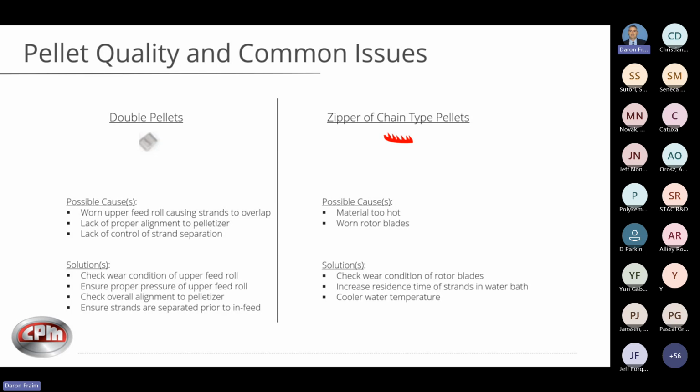Now, zipper or chain type cuts, this is most common. The material's too hot. Many times that material tends to smear as the rotary blades are coming around, so you don't get a good clean pass through. It could be rotor blade wear as well, so you want to rule that out, any wear condition if it's very dull rotor blades. Or increase the residence time of your strands in the water, or use cooler water temperature, to improve the cooling of those strands.